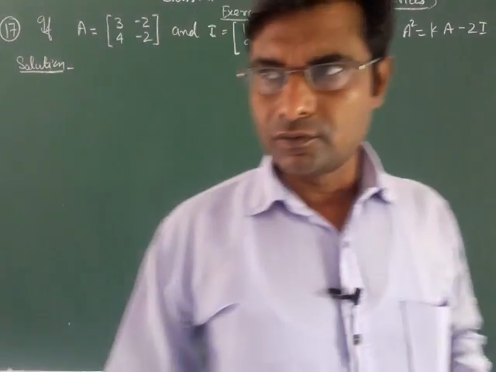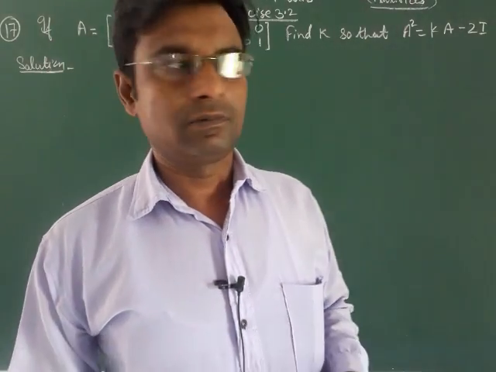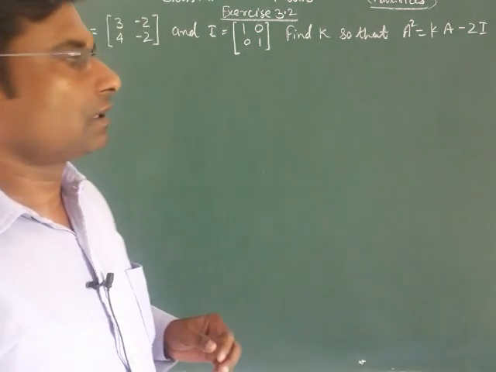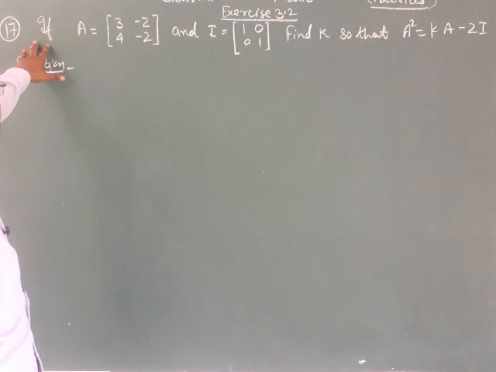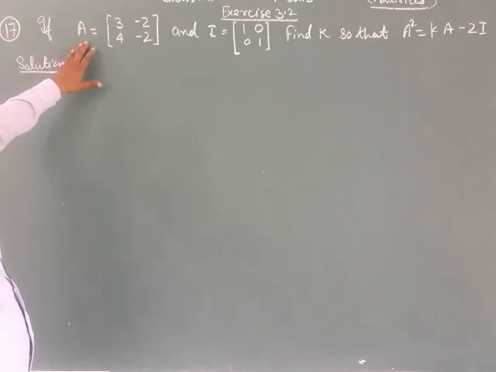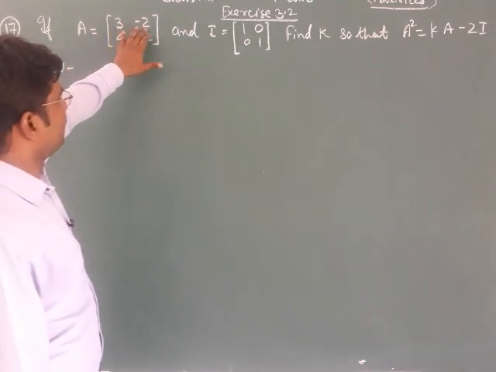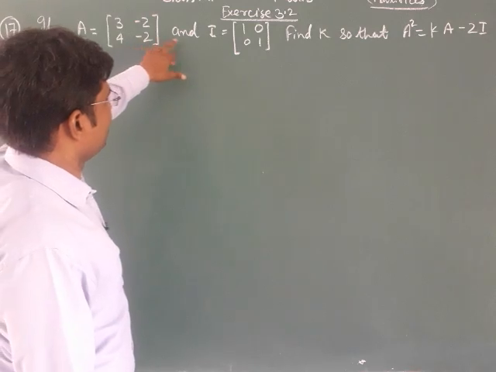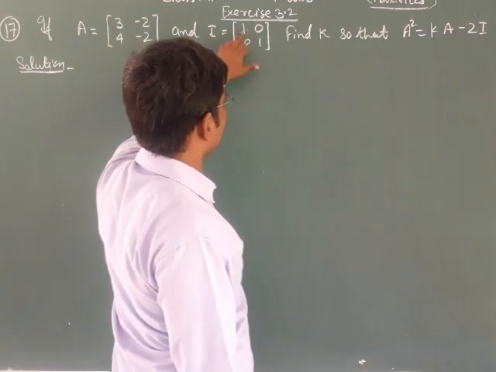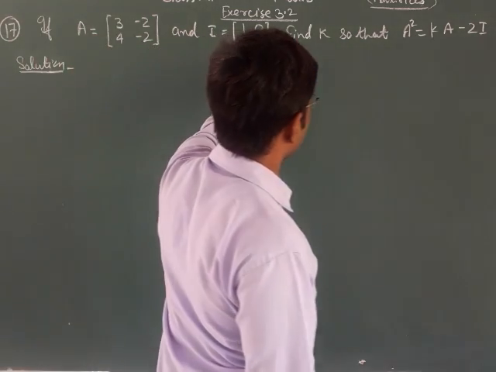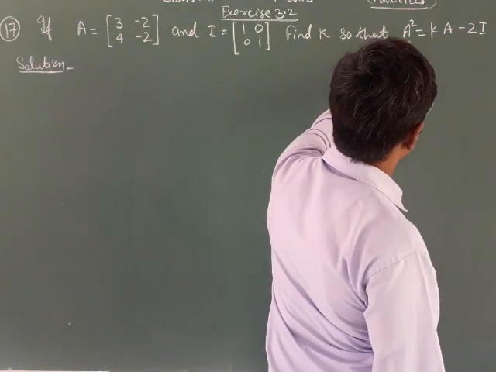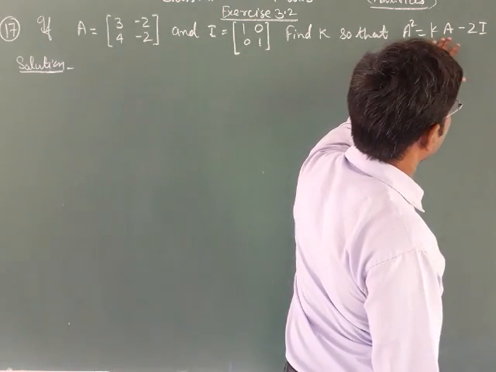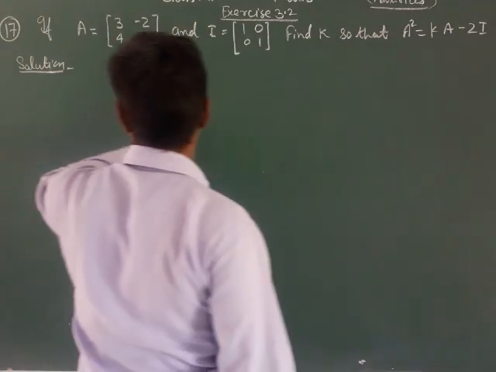Dear student, today I will solve the remaining questions of exercise 3.2. Question number 17. Given the matrix A with elements 3, minus 2, 4, minus 2, and I equal to 1, 0, 0, 1, find the value of k so that A square is equal to kA minus 2I.